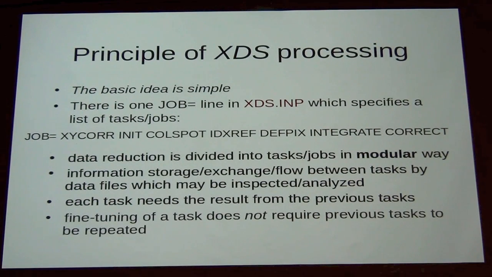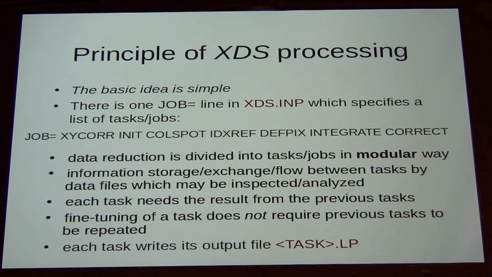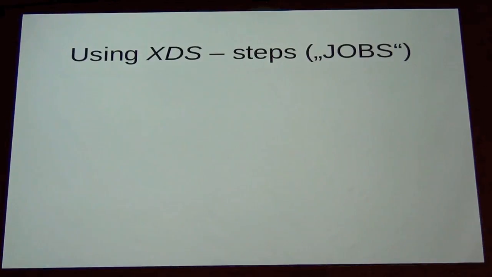So if you find out that you would like to change some parameter of your input for integration, then you don't need to start from the beginning and rerun all those steps. You just have to rerun the INTEGRATE and CORRECT steps in that case. That makes a lot of sense once you get used to this. Each of these tasks or jobs writes its own output file. It has the same name as the task itself, but with .LP appended to it.